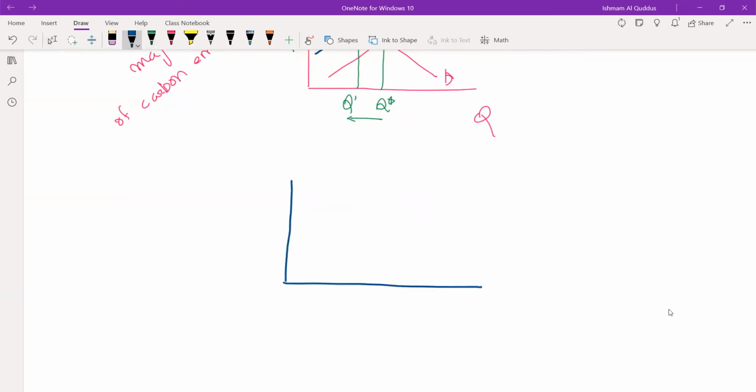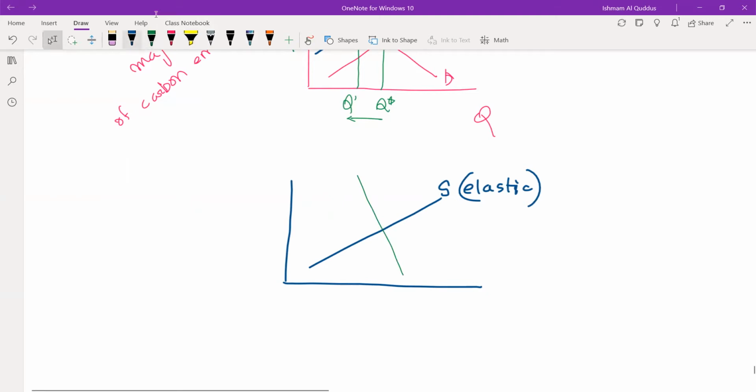their analyst informs them that the supply is elastic for cars, but the demand side is inelastic. Demand side is inelastic.